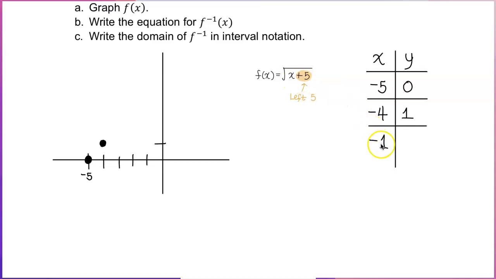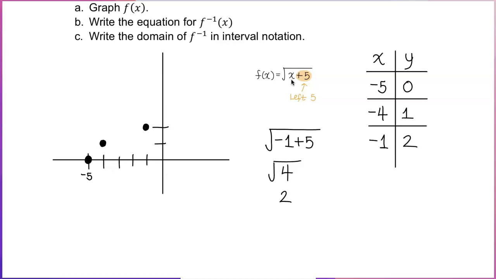So look, see what happens if I plug -1 into the square root. I will get square root of -1 plus 5. You see where I was going with this, right? Because -1 plus 5 is 4. And 4 is a perfect square, which simplifies to 2. So if I plug in -1, I will get 2, which means I can go 1 to the left, up 2, and plot the point.